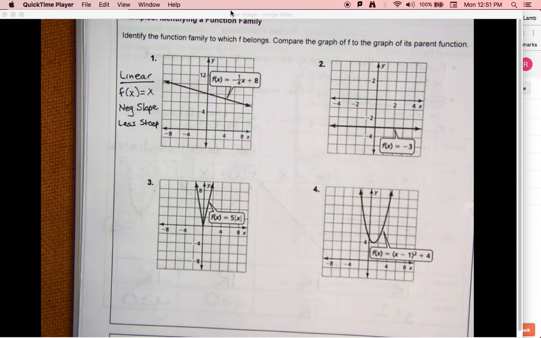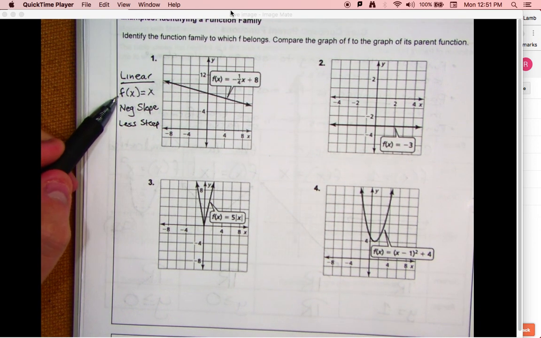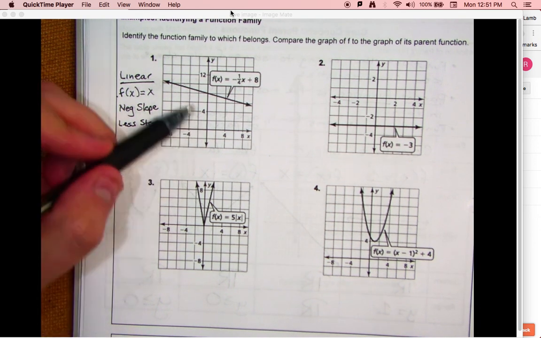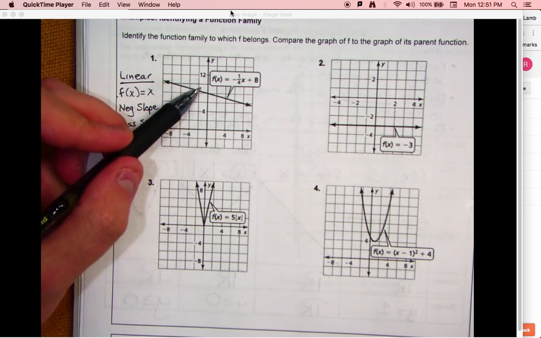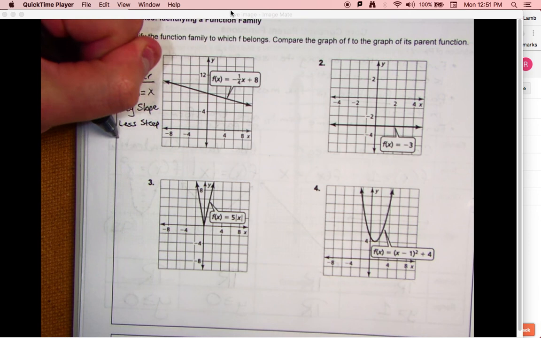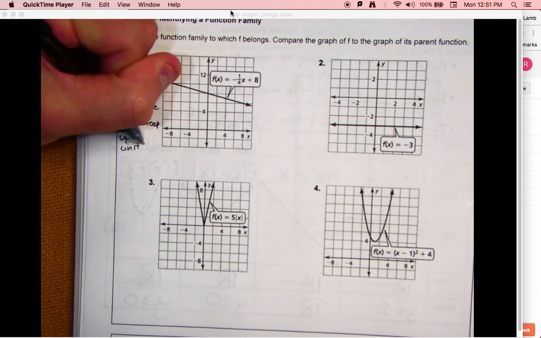Okay. And if you remember from the previous page, and feel free to look, the f of x equals x, our parent function, goes through the origin. This one goes through, what's that, 2, 4, 6, 8. So it's moved up. So it's moved up 8 units.